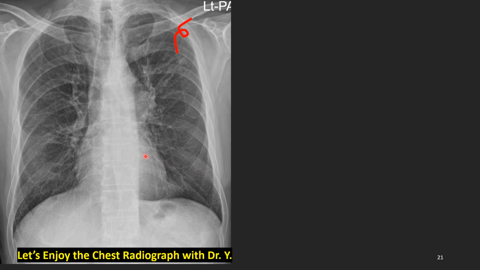This is the last slide of hilar pathology. What do we see? Normal, somewhat normal-looking, or somewhat strange? Let's presume the right side hilum is normal. What's wrong with the left side? I'll keep silent.